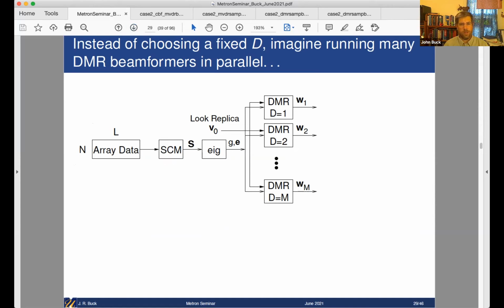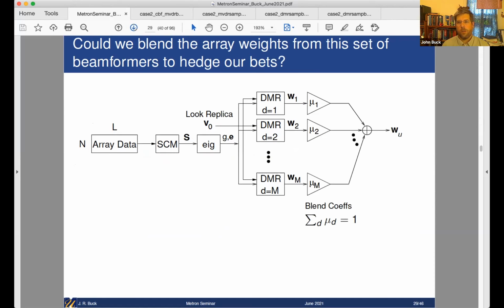And so at first glance, you might say, John, that's not better, that's worse. A minute ago, I had to guess some value of D and live with it. Now I've got M different array weight vectors, each of which has N sensors in it. I've got more things. How do I figure out what to do with my data? And the answer is you make a blend. You take these things and you combine them with a set of coefficients that are between 0 and 1 that all sum to 1. And so the set of weights you make are a blend of these weights here.